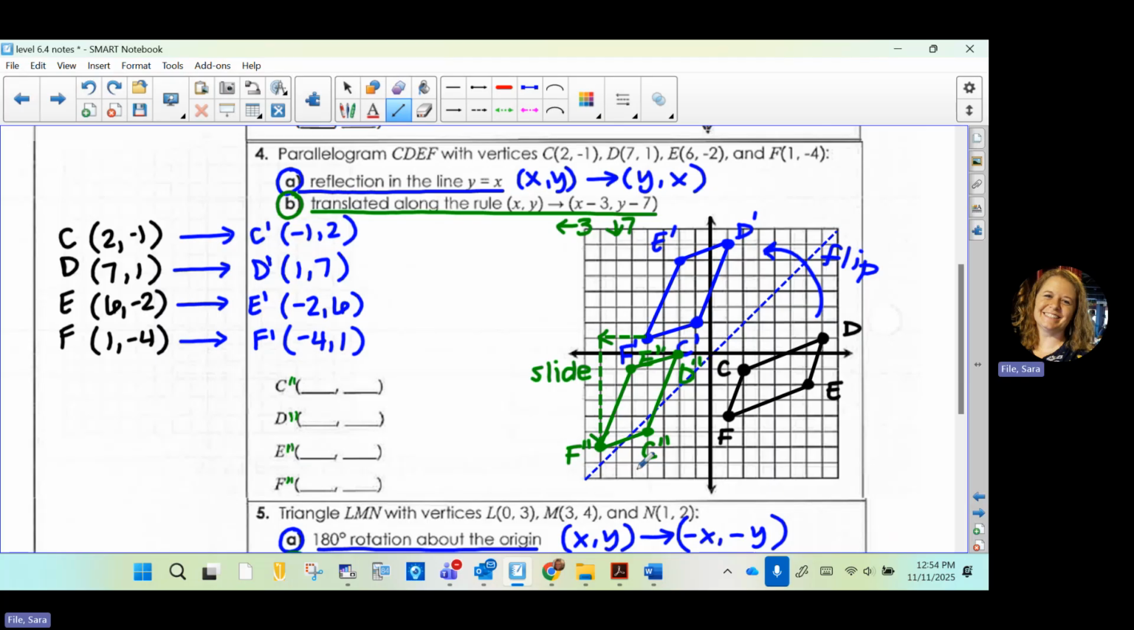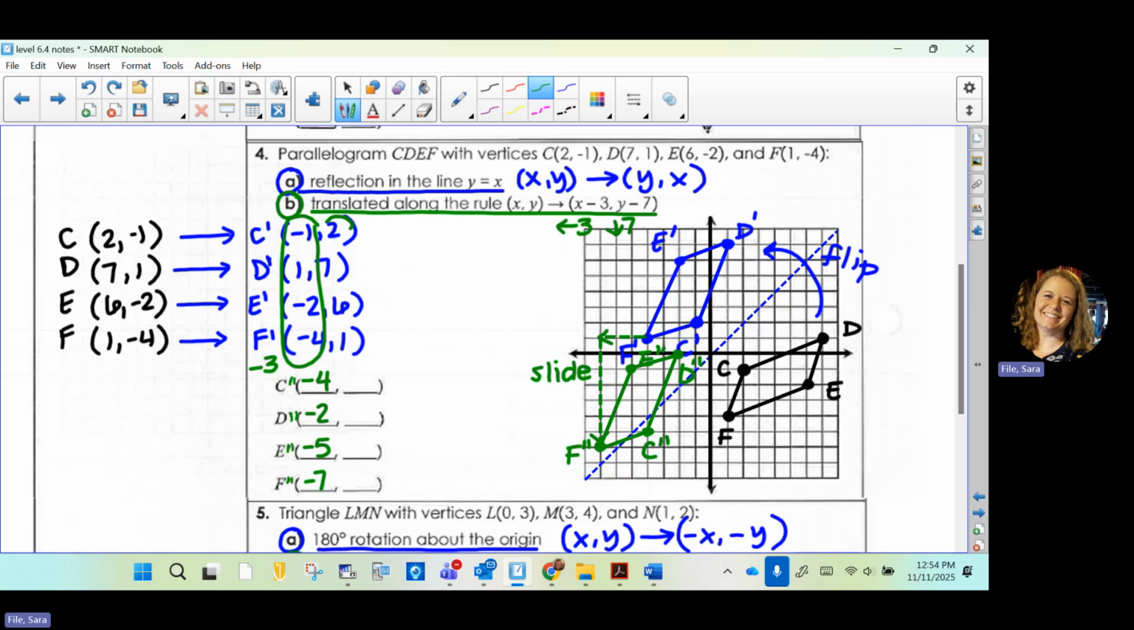Okay, now algebraically, if you don't like doing it graphically like that, and then listing the points, the rule says subtract 3 from your x's. So I would take all of those and subtract 3. So -1 minus 3 is -4. +1 minus 3 is -2. -2 minus 3 is -5. And -4 minus 3 is -7.